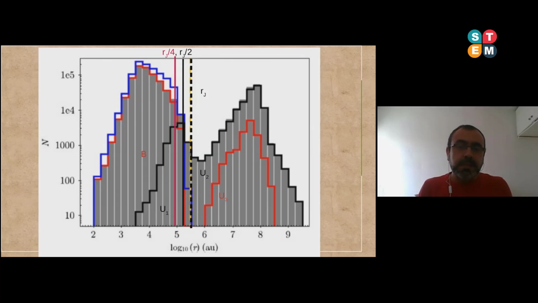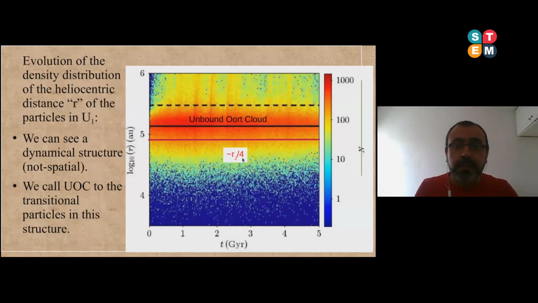We can see this result if we follow the evolution of the particles in this region U1. Here we have the evolution of the density distribution of the heliocentric distance of the particles in the region U1. And the result is surprising. This region should be empty because it is populated by unstable particles. However, we found many particles here.